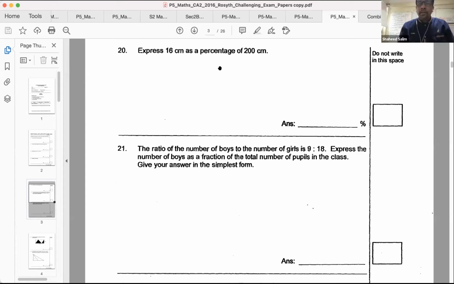They want you, this is the part. This is the whole. In a part and a whole, you can form a fraction. For example, Naomi has $10. She spent $3. They want to ask you to express 3 as a percentage of 10. So 3 is the part. The whole is 10. Then this is a fraction, right? How to change to percentage? Just times by 100.